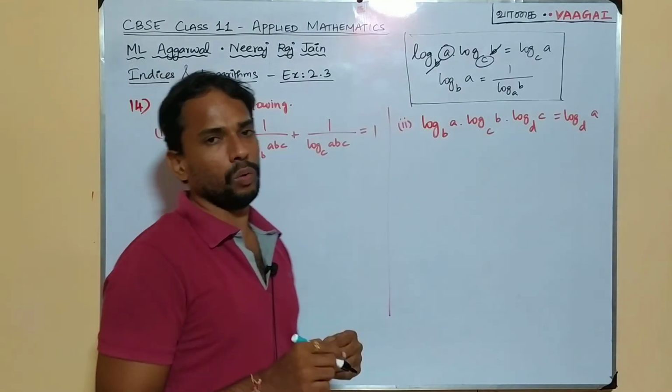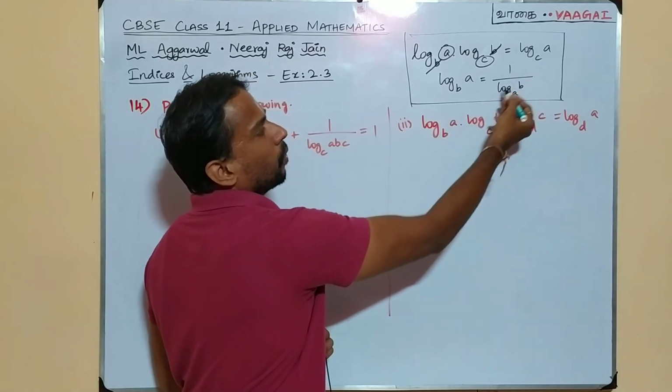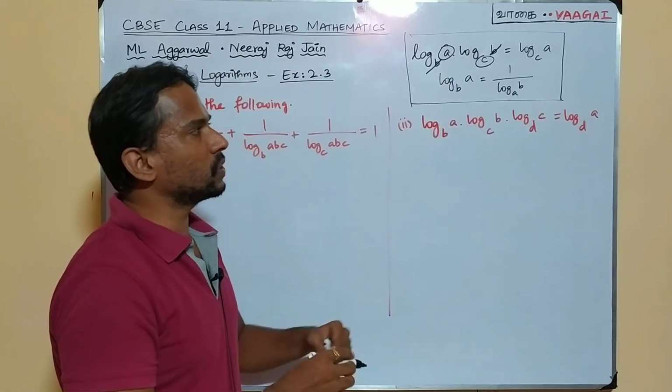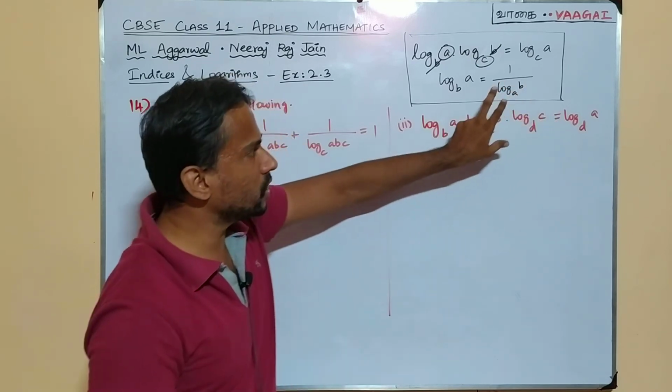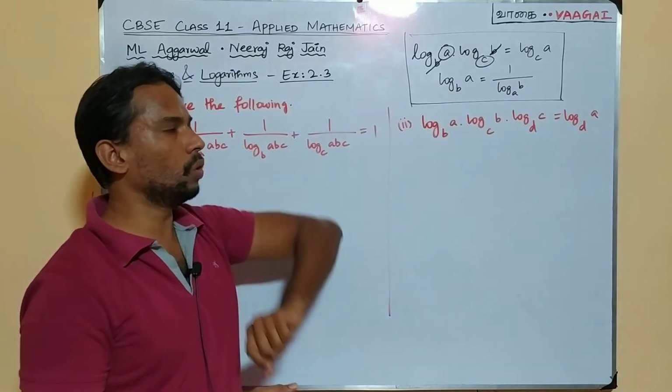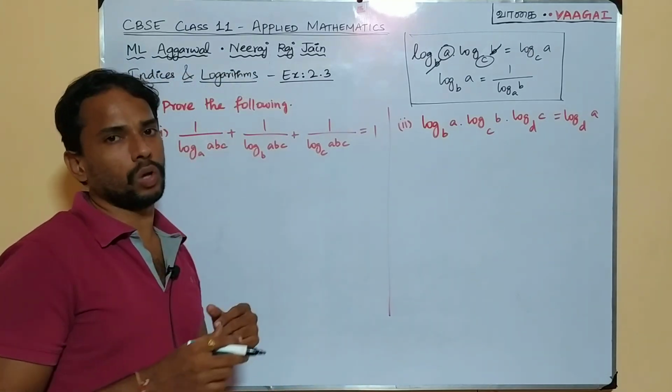And what about the second rule? Second rule will be log a to the base b is equal to 1 by log b to the base a. Or the reverse way also, if we have 1 by log of a value to some base, we can just swap it. So these are going to be the two rules we are going to use here to solve these two questions.